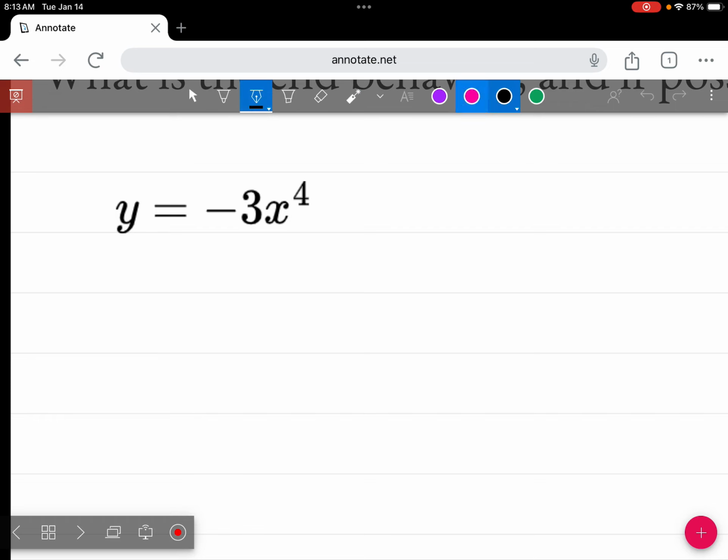what do we know about this one? Is it even or odd? Even. How do we know it's even? The 4. Our power tells us whether we're even or odd. Which means, is this positive or negative? Negative. This -3 tells us that part.